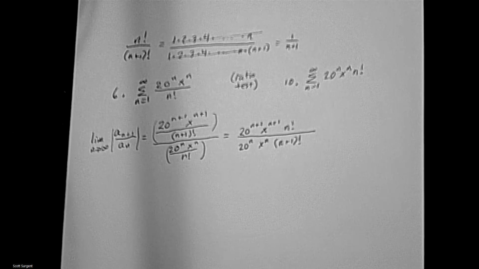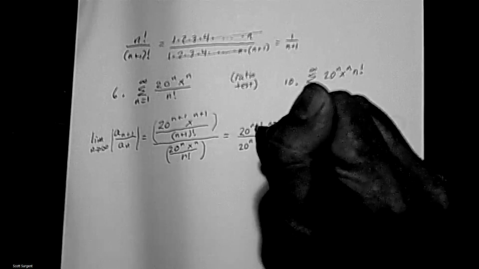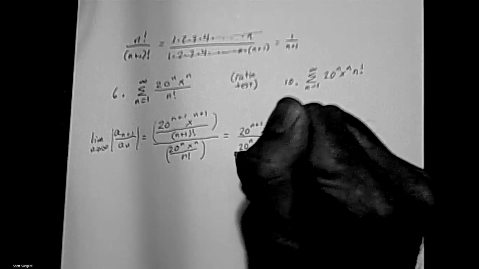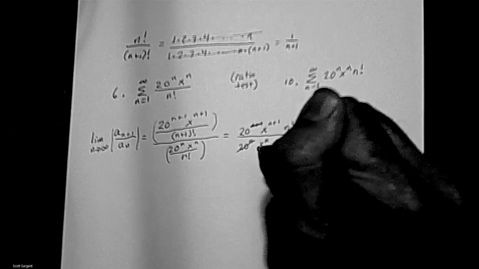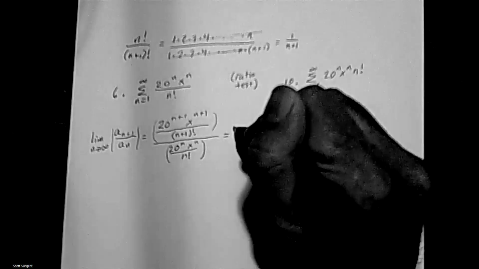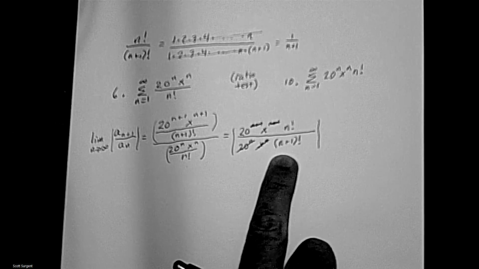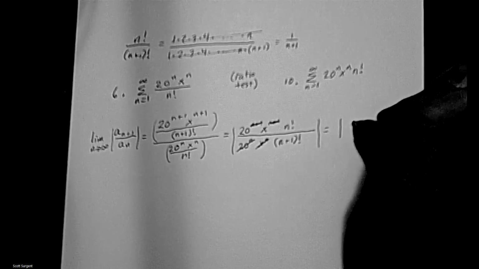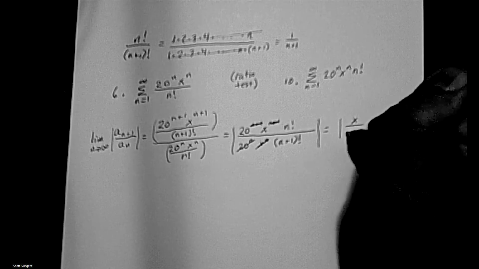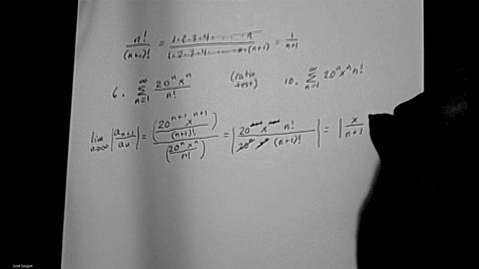As far as the 20s are concerned, we have n of them on the bottom and one more of them on the top. That means that when they cancel, it leaves us with just a single 20. Same for the x's, it just leaves us with a single x. I should have absolute values, I forgot. And then here's that n factorial over n plus 1 factorial. We're just going to use that little thing right there. It's x over n plus 1, just like that.